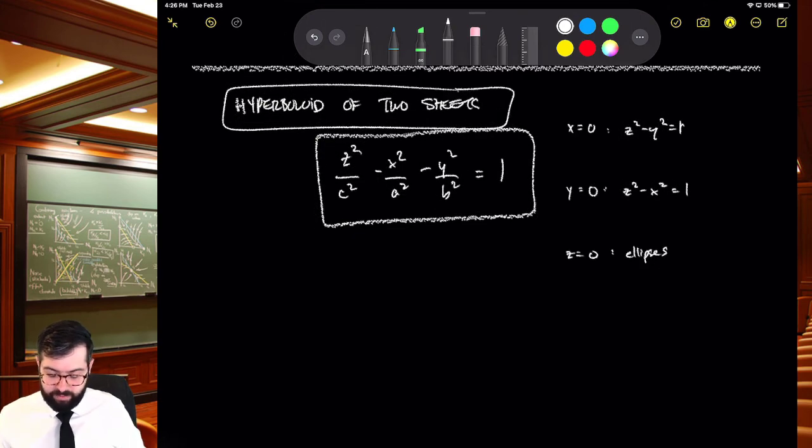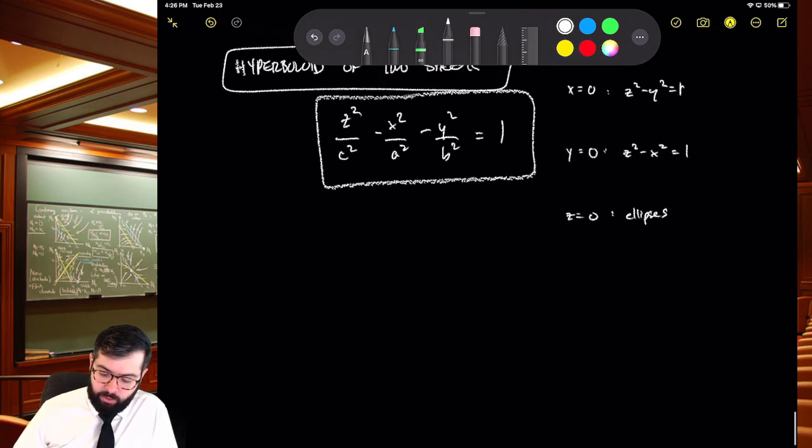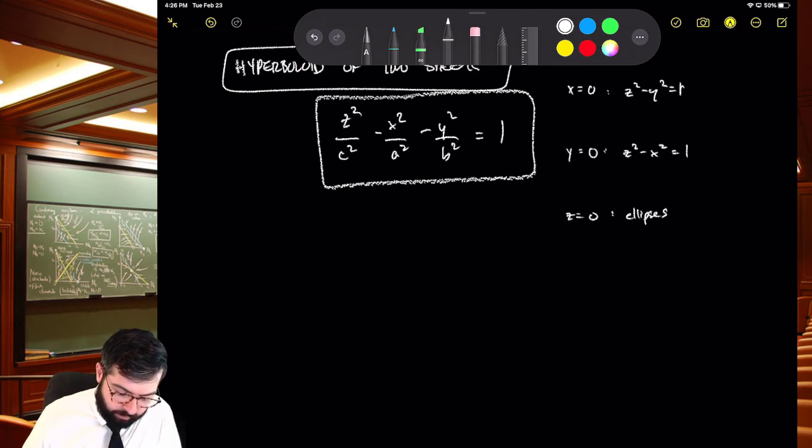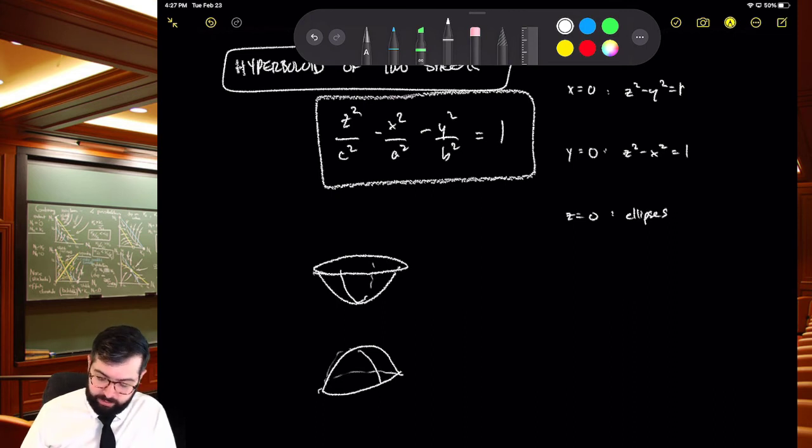But what we don't have is an intersection point in the middle. That's okay. So what this ends up looking like is something like this. We've got two hyperbolas intersecting with these elliptical top and bottom, but this is why it has two sheets, because there's this break.